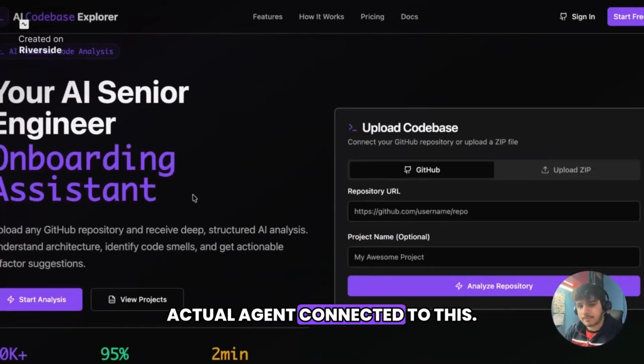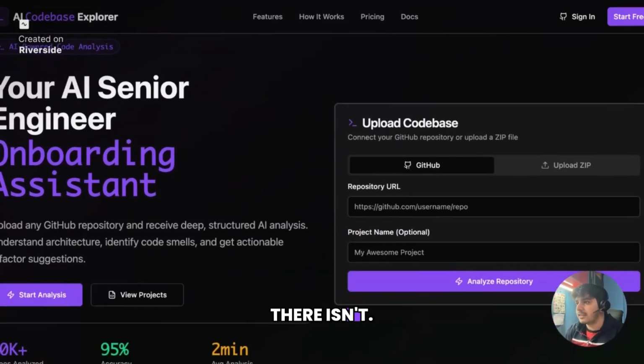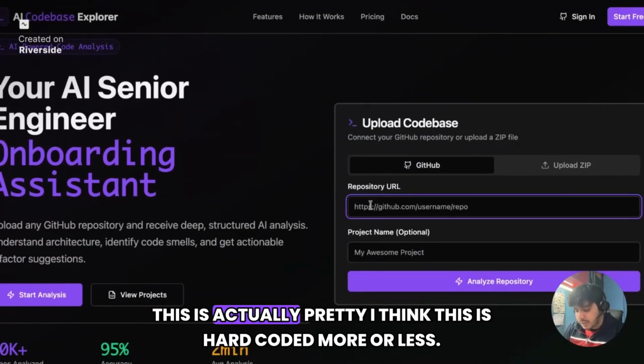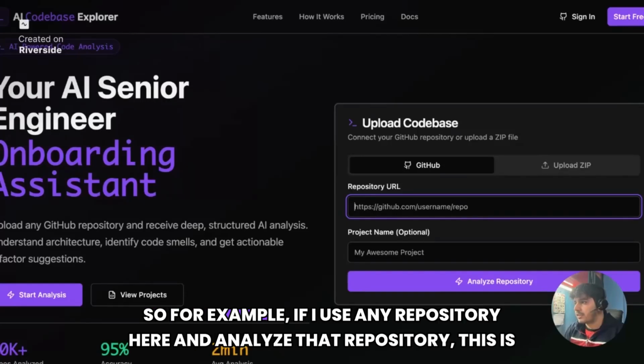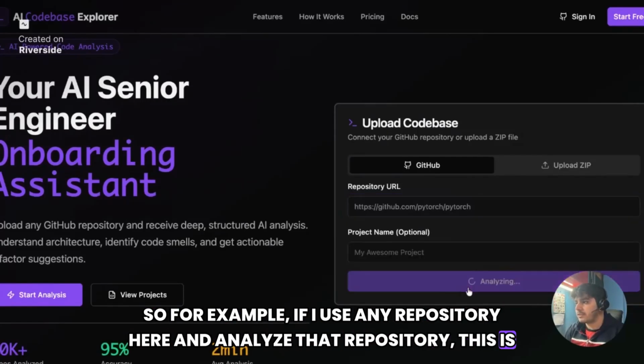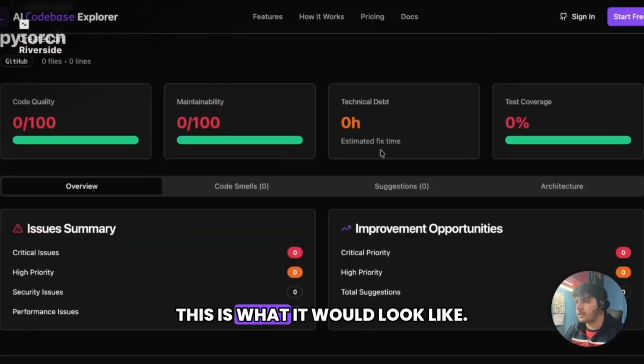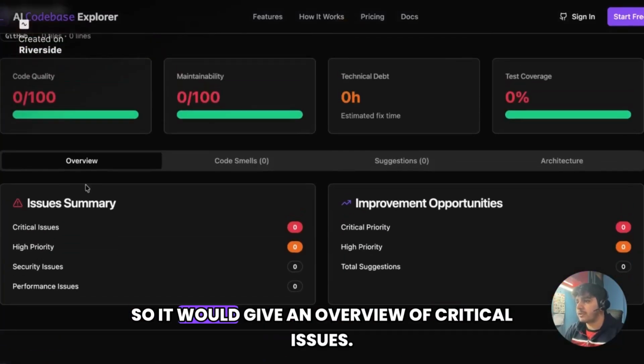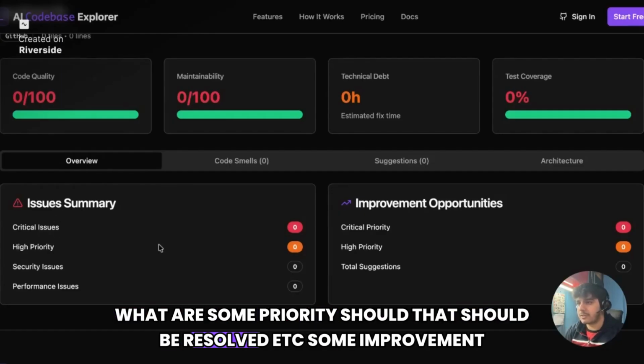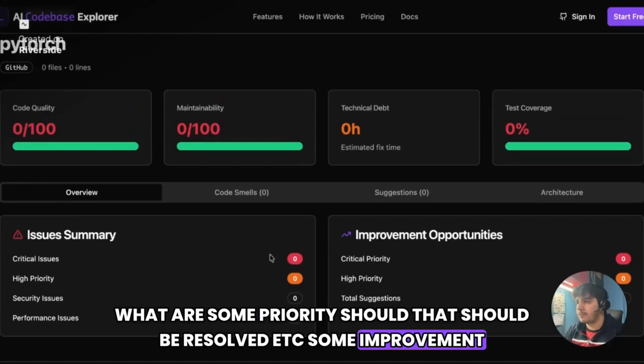Is there an actual agent connected to this? No, not right now. There isn't. Right now, I think this is hard coded more or less. So, for example, if I use any repository here and then analyze that repository, this is what it would look like after the analysis. It would give an overview of critical issues, what are some priority issues that should be resolved, and some improvement opportunities.